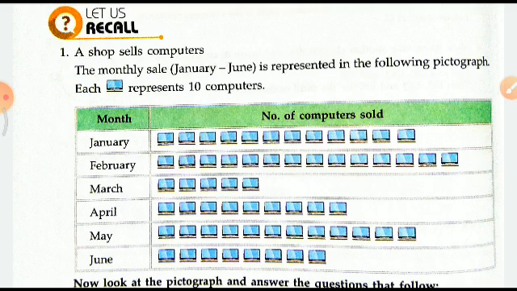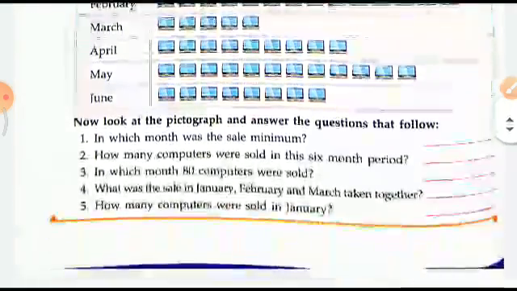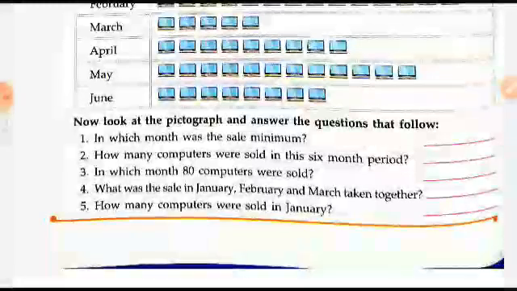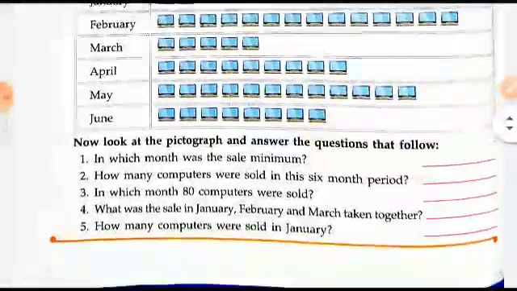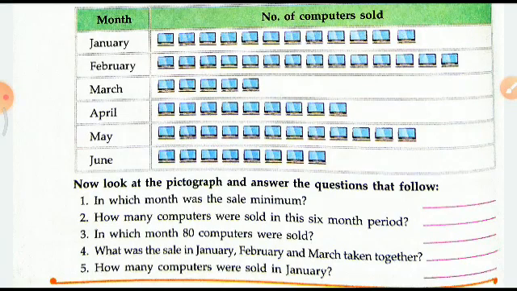Now from this we should analyze. See, in February the maximum computers have been sold, the minimum in March, right? So now from this we have to find out certain results. In which month was the sale minimum? It was in March, right? How many computers were sold in this six month period? You need to sum them up.